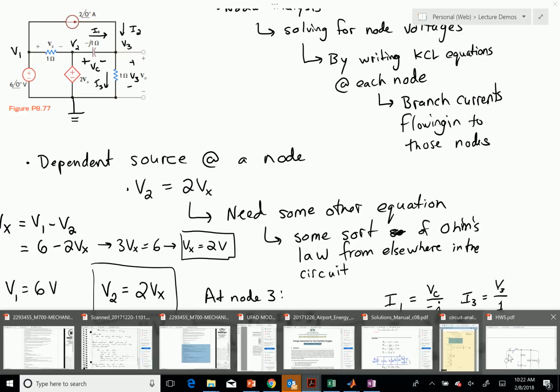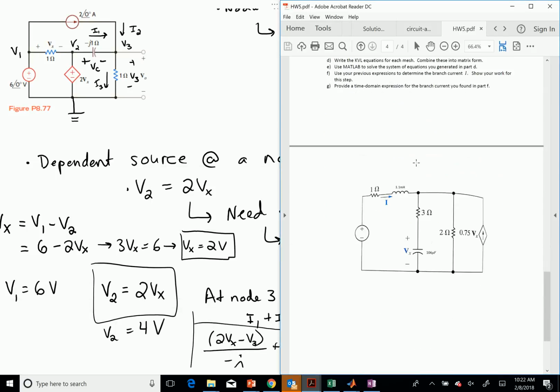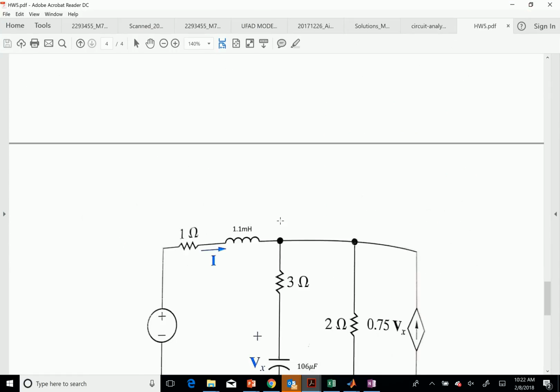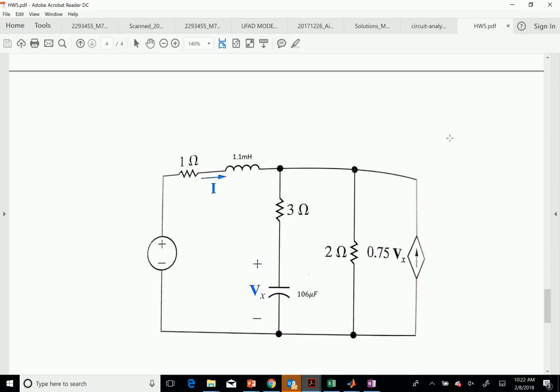Another similar example that you currently have on a homework is this particular problem right here, where we're asking you to do mesh analysis. With this mesh I can define everything pretty easily, and with this mesh similarly. Here, in this third mesh, I have a current source. I know the current in this mesh is 0.75 Vx. It's as if I had a dependent source.